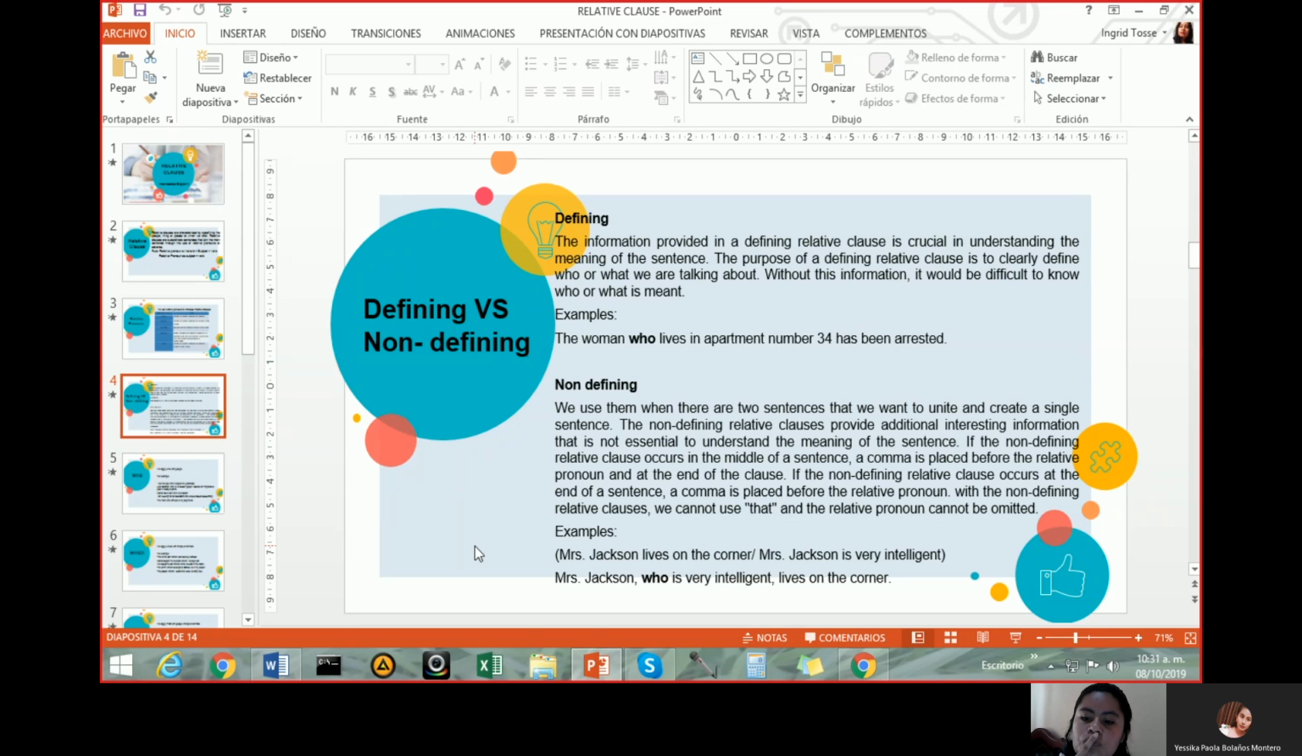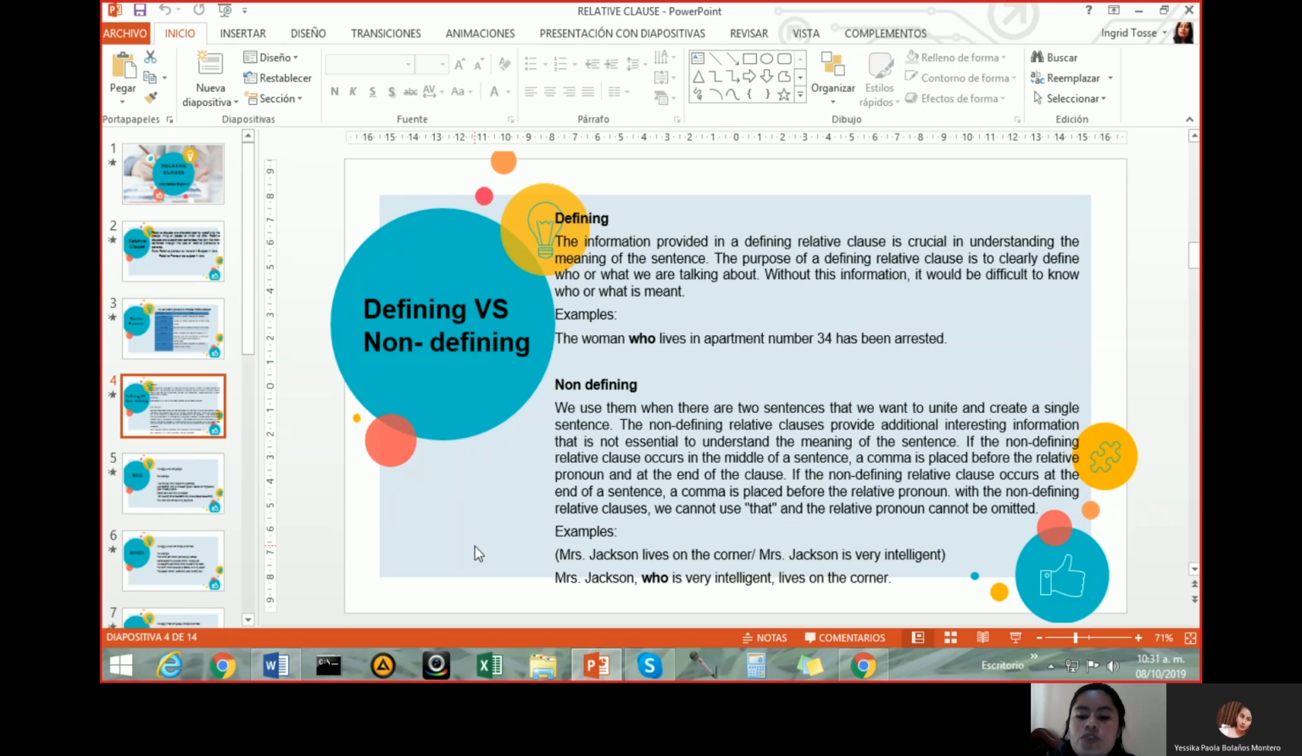For example, we find two sentences. Mr. Jackson lives on the corner, and Mr. Jackson is very intelligent. With non-definite, we apply the union of these two sentences. With this, we create: Mr. Jackson, who is very intelligent, lives on the corner. As you can see, we unite the two sentences.